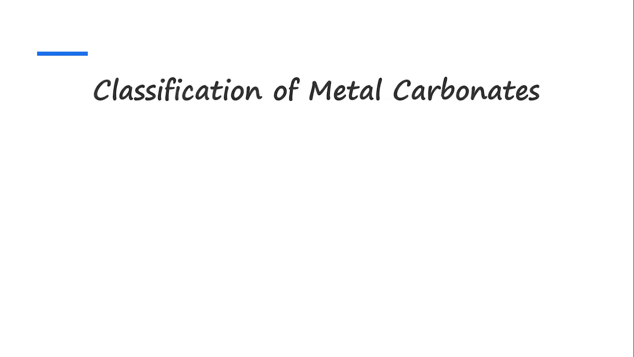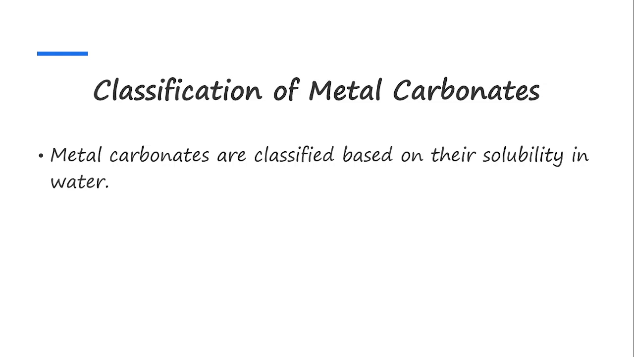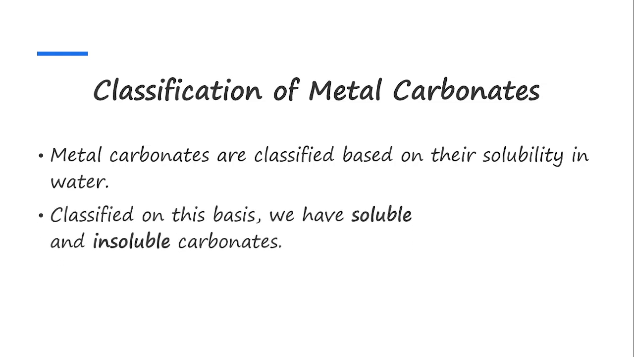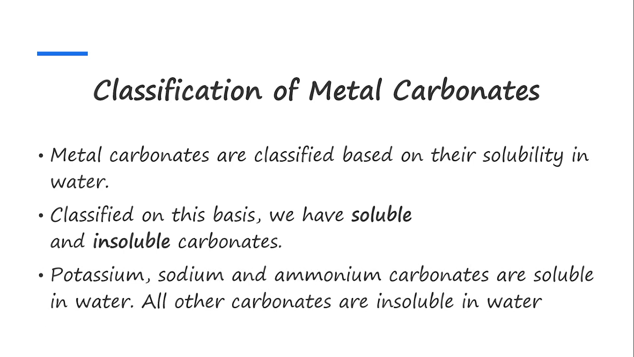Now let's see the classification of the metal carbonates. From what we've discussed previously, you can see how the metal carbonates can be classified. The metal carbonates are classified based on their solubility in water. On this basis we have two kinds of metal carbonates: soluble and insoluble carbonates. Potassium, sodium, and ammonium carbonates are soluble in water. All other carbonates are insoluble in water.